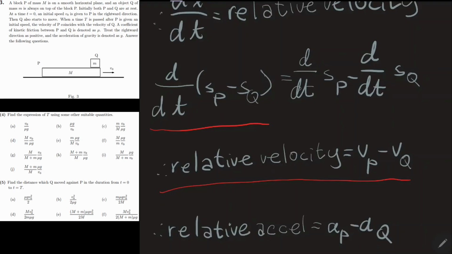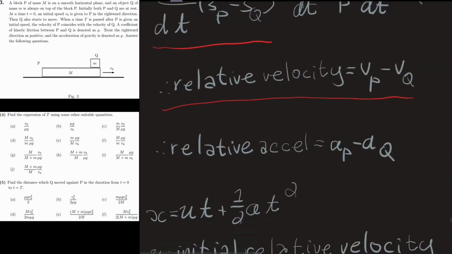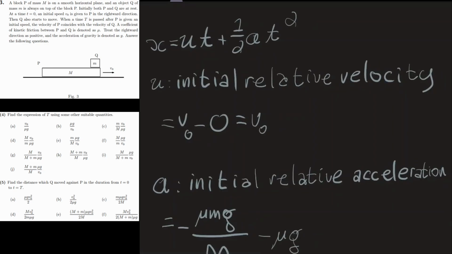And then you can do the same thing again to find the relative acceleration. Take the derivative of the relative velocity equation, and you will find that it equals the acceleration of P minus the acceleration of Q. So now, with these relative expressions, we can solve for the relative displacement. I am using this Suvat equation: displacement equals ut plus 1 over 2 at squared. u is the initial relative velocity, which is the initial velocity of P minus the initial velocity of Q.